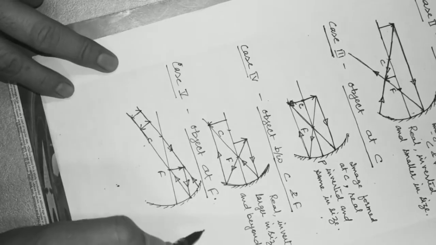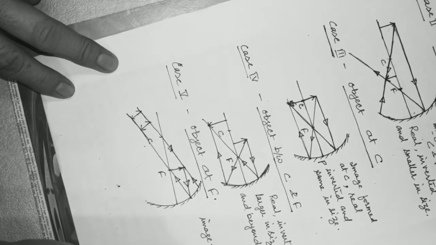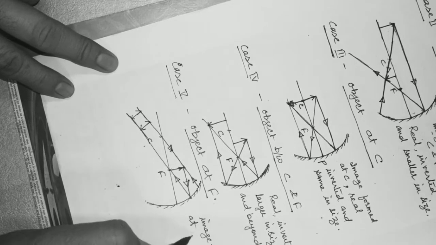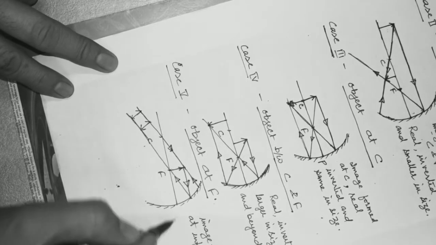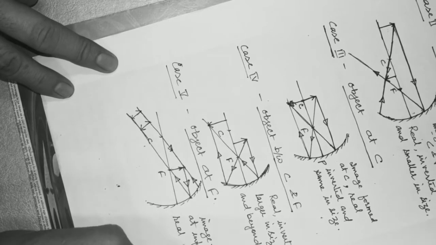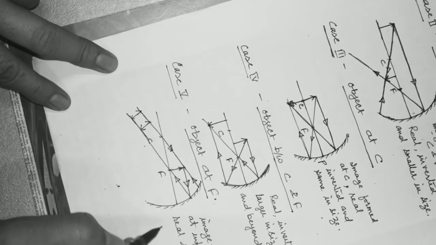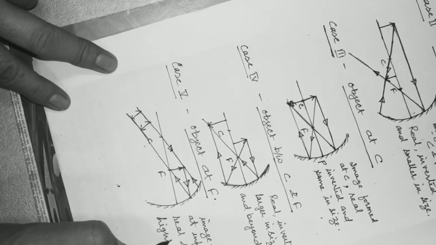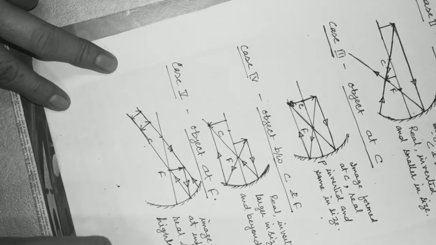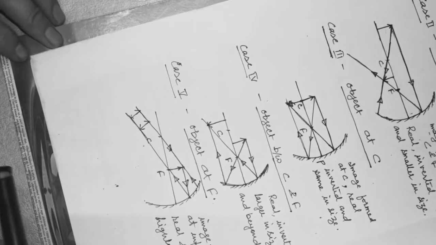So in this case the image is formed at infinity, real and inverted, highly enlarged. So this is case 5.